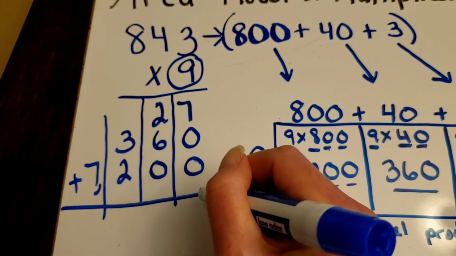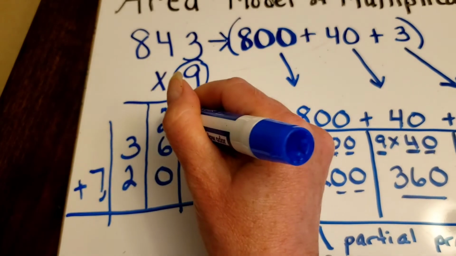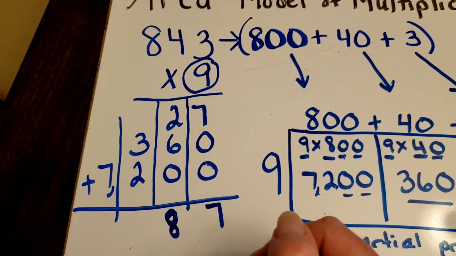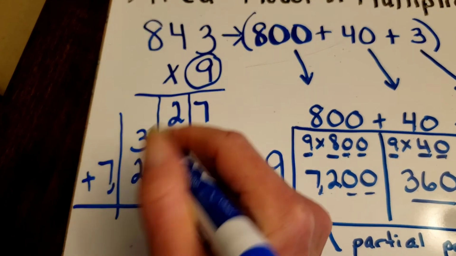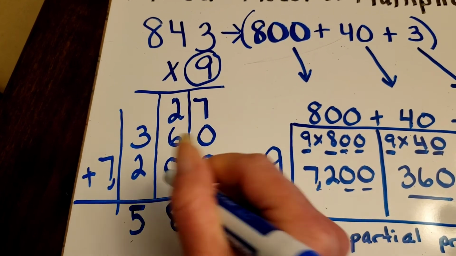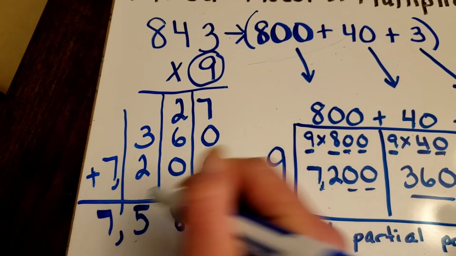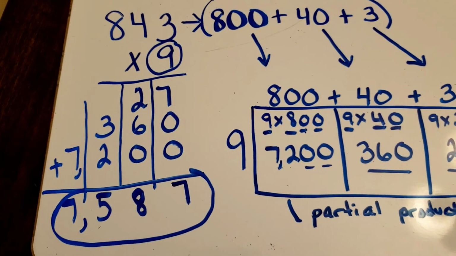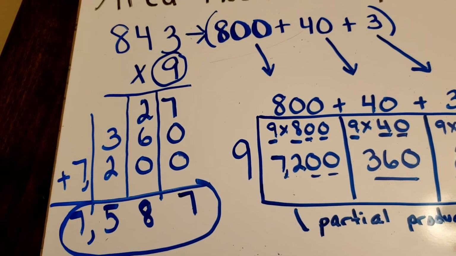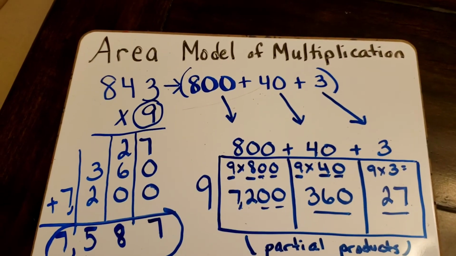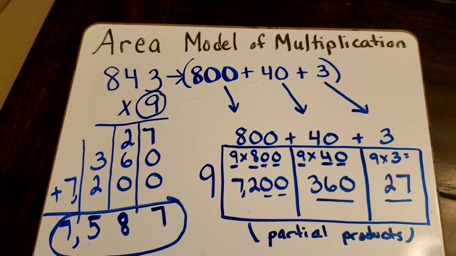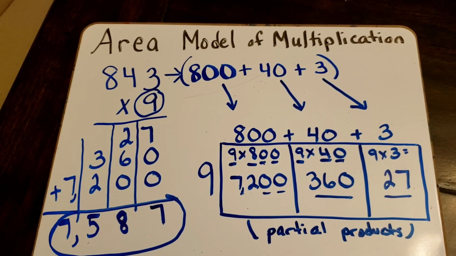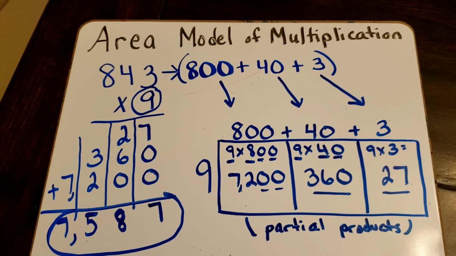So I have 7 plus 0 is 7. 2 tens plus 6 tens is 8 tens, 80, right? 300 plus 200 is 500. And then bring down the 7,000. So the full product, the total product of this, is 7,587. All right, so this is just one more example of the area model of multiplication using larger numbers.